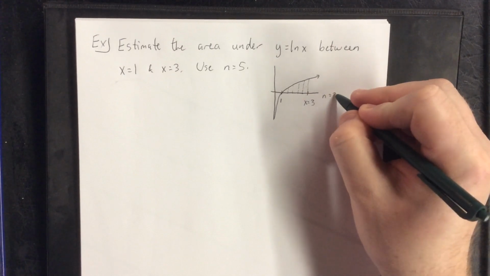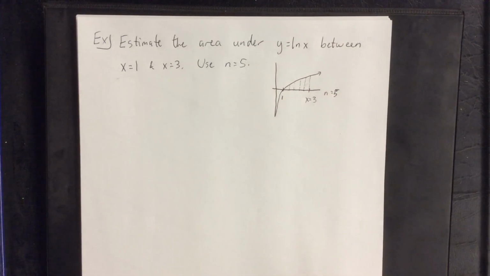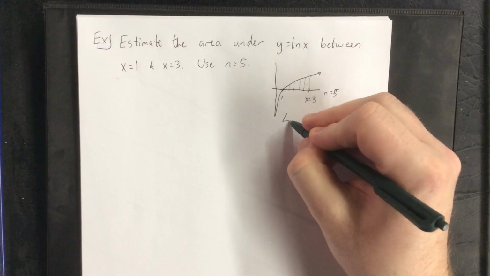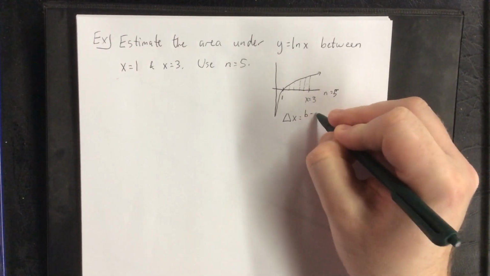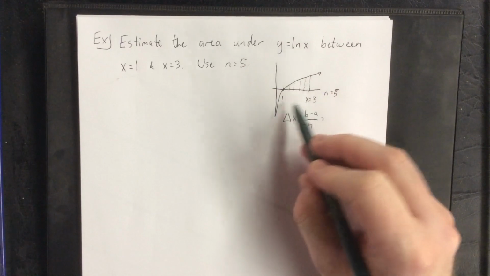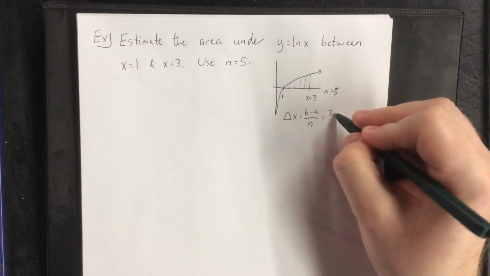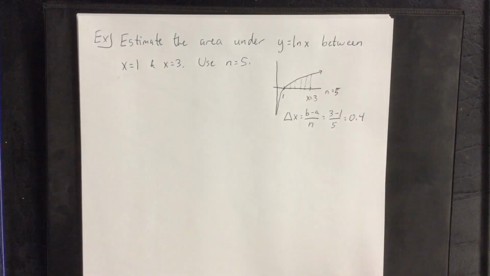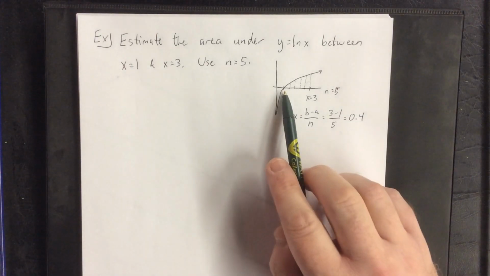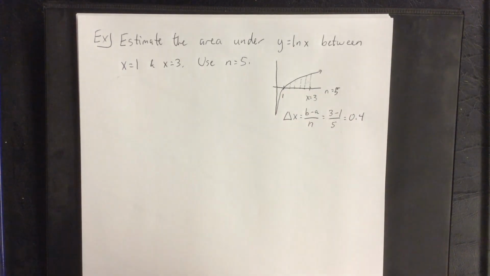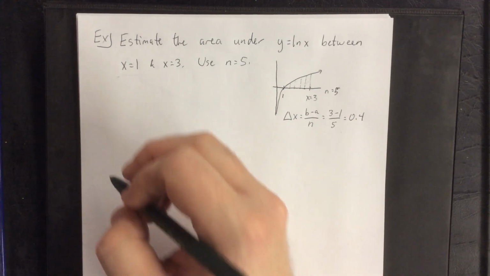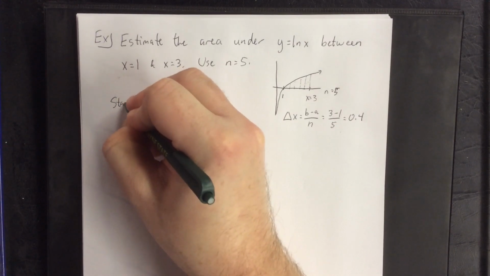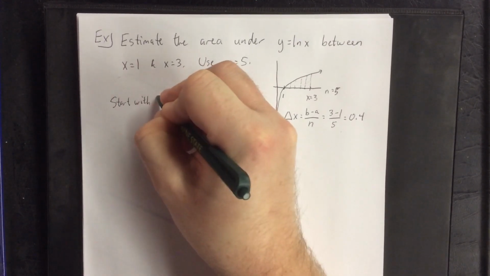So with n equals 5, first thing we'll do is calculate the value of delta x. Delta x is defined as b minus a over n, where b and a are the endpoints for your interval. That'll be 3 minus 1 all over 5. And because I don't feel like going with fancy fractions with this one, we'll just stick with a decimal and call that 0.4. So starting at x equals 1, we'll be increasing by 0.4 at a time until we get up to x equals 3. So what I'd like to do is start with the left-hand approximation.